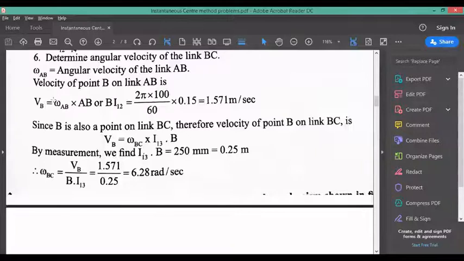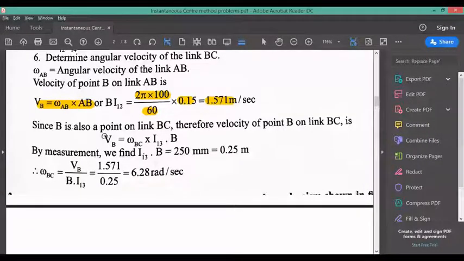Okay, so the linear velocity of point B can be taken as omega AB multiplied by the length of the link, right? At the same time, omega formula is 2 pi n by 60. So n is given 100 RPM. Therefore, 2 pi multiplied by 100 divided by 60, and the length of AB is 150 mm. If you convert into meters, we get 0.15. So on substitution, we get 1.571 meters per second. So this is the linear velocity of point B.